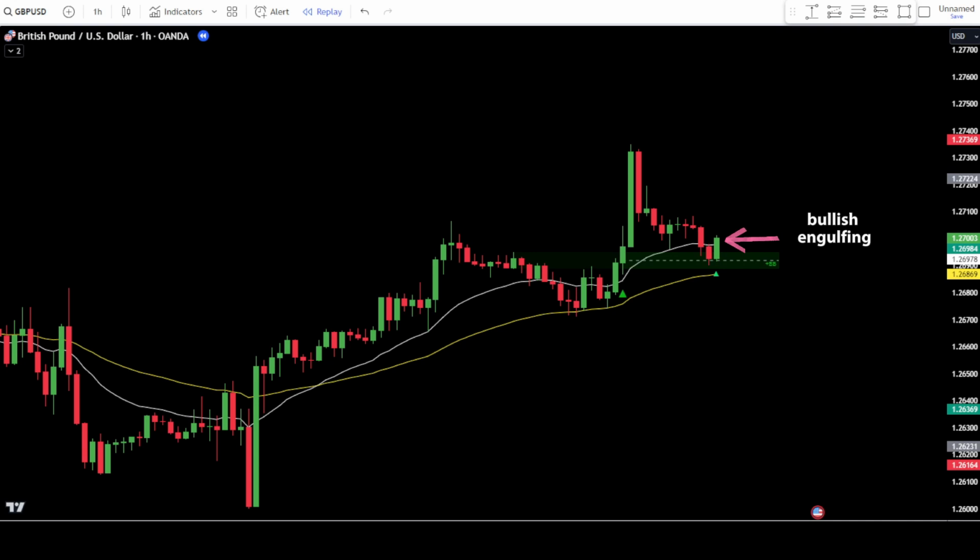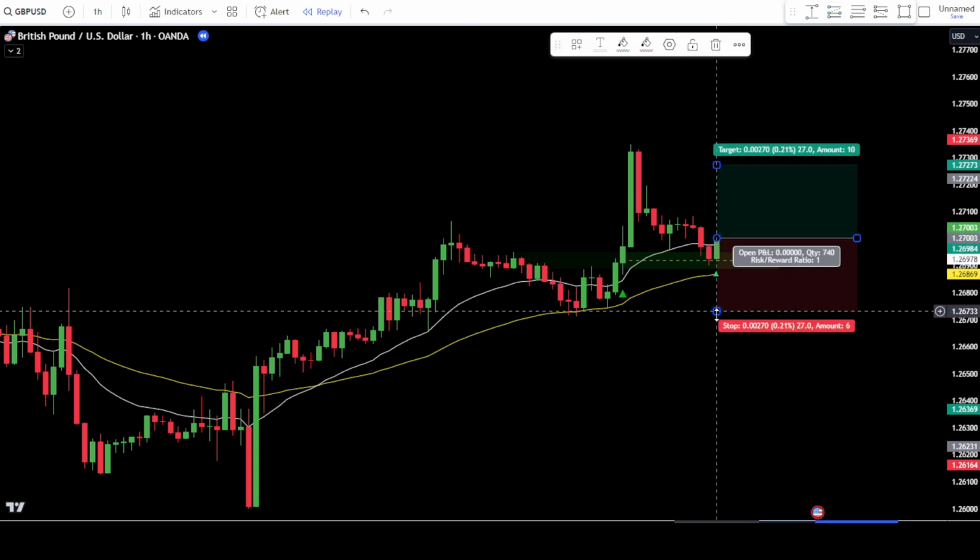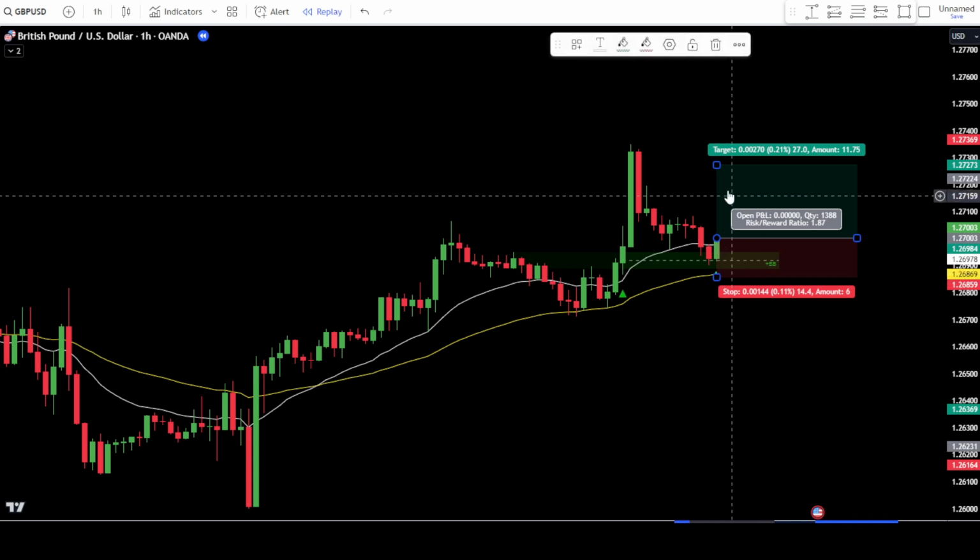5. Upon the formation of the bullish engulfing candlestick pattern, ensure that the market trend is still bullish. 6. If all conditions are confirmed, you can place a buy order after the bullish engulfing candlestick is closed.